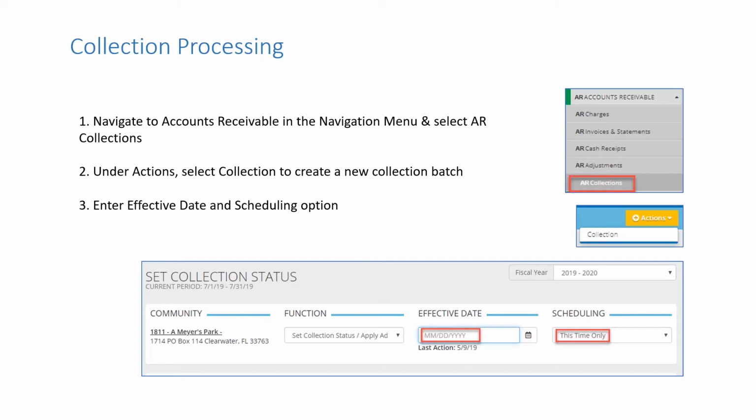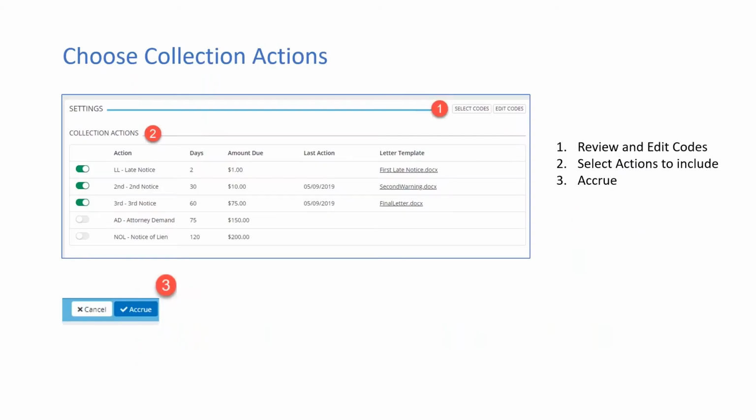And on the scheduling, you do have the option to do a one-time or to set it up as recurring. But the automation webinar will go into really doing that. Today we're just going to go through really setting up and processing collections from the perspective of a one-time only. So once we have our effective date and scheduling, the next thing we're going to see below that is our settings. And you'll see the first bullet point is you can edit code.